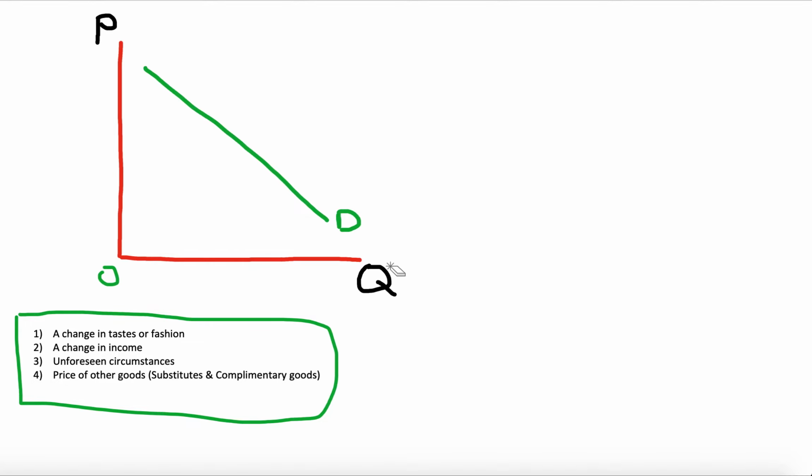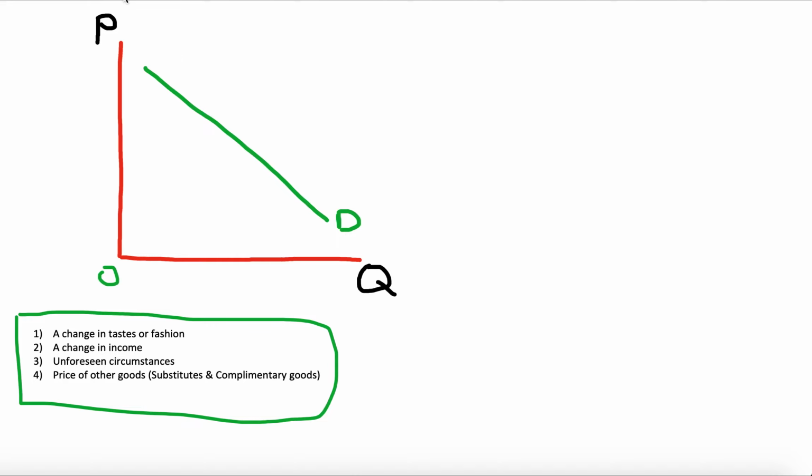Okay, so we have our reasons here, and you can see the first one is a change in taste or fashion. The second one is a change in income. The third one is unforeseen circumstances, and the fourth one is the price of other goods. And we can break that into 2 parts. Okay, so we'll go through all of them in a minute, but before we do, we just need to figure out, is our demand increasing or is our demand decreasing when it shifts to the left or to the right?